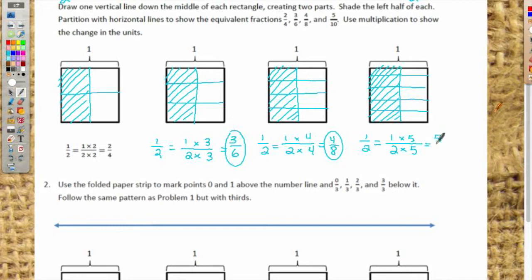5 times 1 is 5. 2 times 5 is 10. So 5/10 is also equivalent to 1/2. Okay, that's pretty much how you do it when you're showing how.